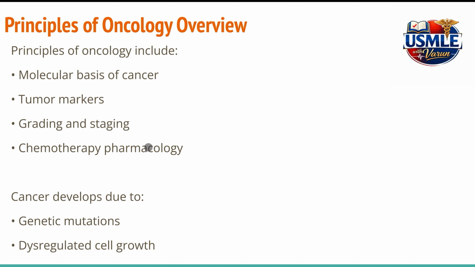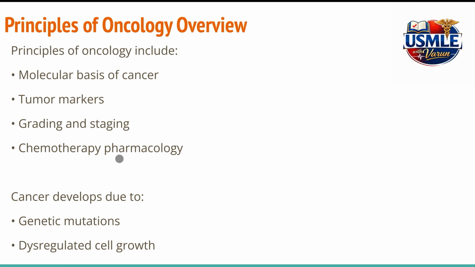Before we go into specific cancers, we need to understand the fundamental principles of oncology. Oncology is the study of cancer, how it develops, how it behaves, and how we treat it. There are four major pillars that you need to understand. First is the molecular basis of cancer, what genetic changes have caused cancer. Secondly, tumor markers, how we track cancer in the body. Third is grading and staging, how we classify cancer severity and spread. And finally, chemotherapy, how drugs target cancer cells.